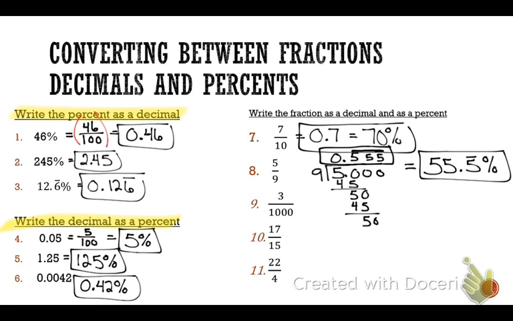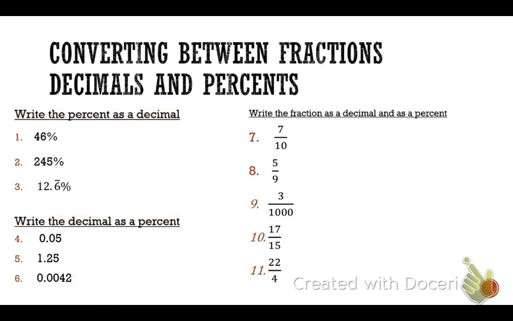All right, so now I want you to try number 9. I'm going to have to switch screens so we have room. I want you to do number 9 now. 3 over 1,000. Okay, so this one's a little easier because is there such thing as a 1,000ths place? Yes. Okay, so put the 3 there for your decimal.